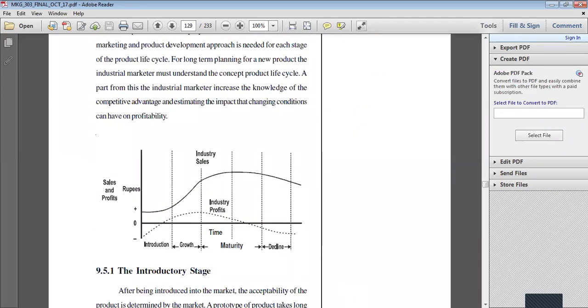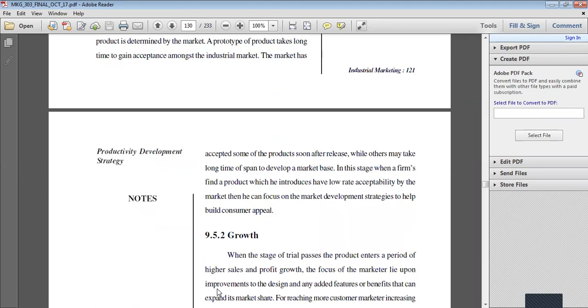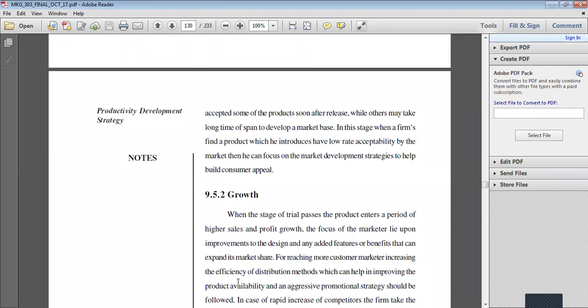The stages depend mainly on introduction, growth, maturity, decline, sales and profits. In the growth stage, when the trial phase passes, the product enters a period of higher sales and profit growth. The focus of marketers lies upon improvements to the design and any other features or benefits that can expand its market share for reaching more customers. Marketers increase the frequency of distribution methods, which can help in improving product availability, and an aggressive promotional strategy should be followed.